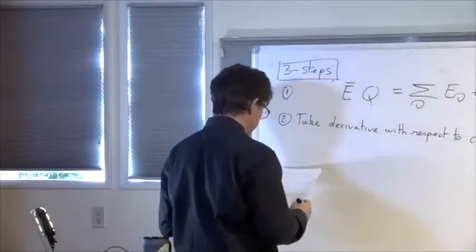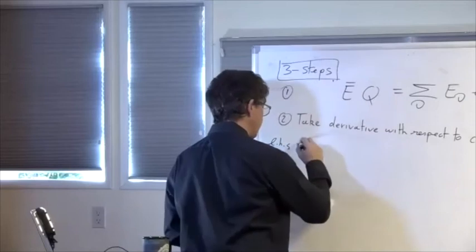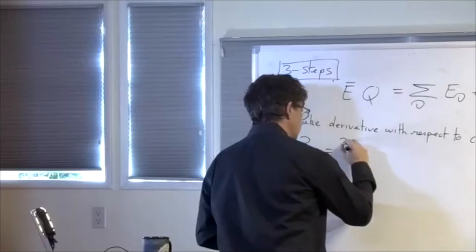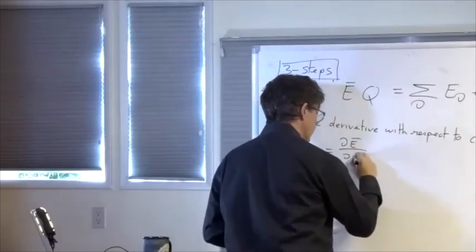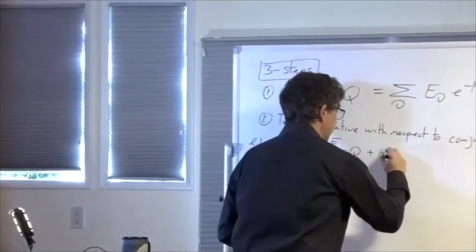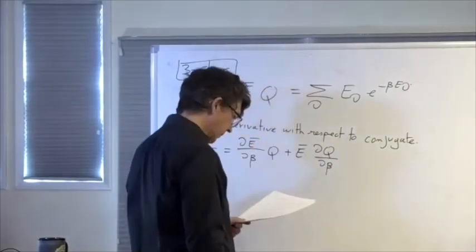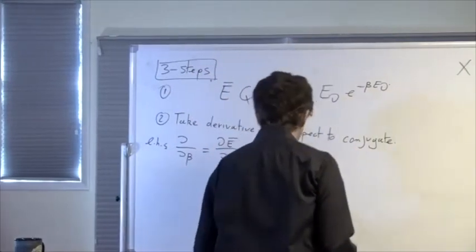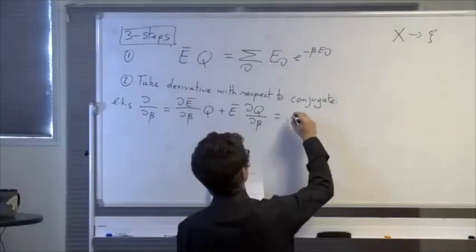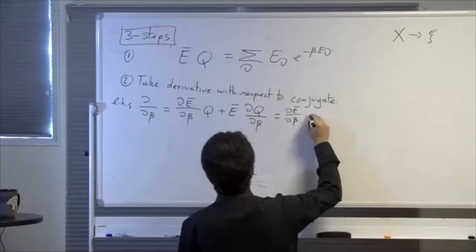Let's do that. So I'm gonna first take the left-hand side. I'm gonna take the derivative. So if I take d beta of the left-hand side, that's dE d beta times Q plus E average times dQ d beta. And Q is the partition function. We are now experts in taking derivatives of that. So we restate the dE d beta times Q.